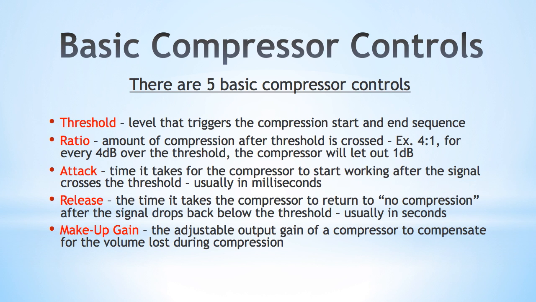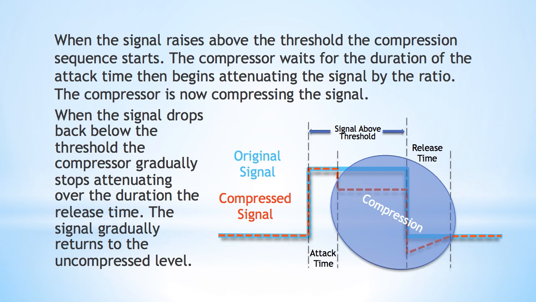And the last main control, or basic control, is makeup gain. Through the last 4 controls, we've been adjusting them and turning down the level using the compressor to make the loud things quieter. And now we use the makeup gain to turn things up at the end. So makeup gain is the adjustable output gain of a compressor to compensate for the volume lost during compression.